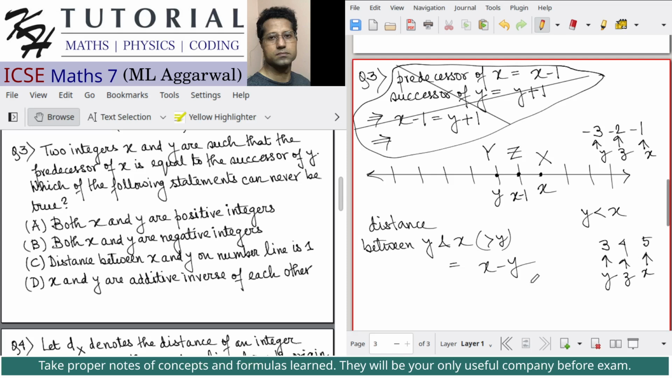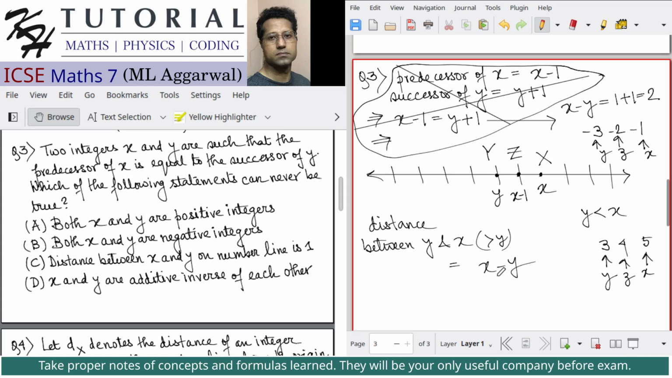Now, I think of the concept that I started with: the predecessor of x is equal to x minus 1, and the successor of y is equal to y plus 1. So we have that x minus 1 is equal to y plus 1. From here we can easily see that if I bring y to the left hand side, x minus y is equal to 1 plus 1, which is equal to 2.